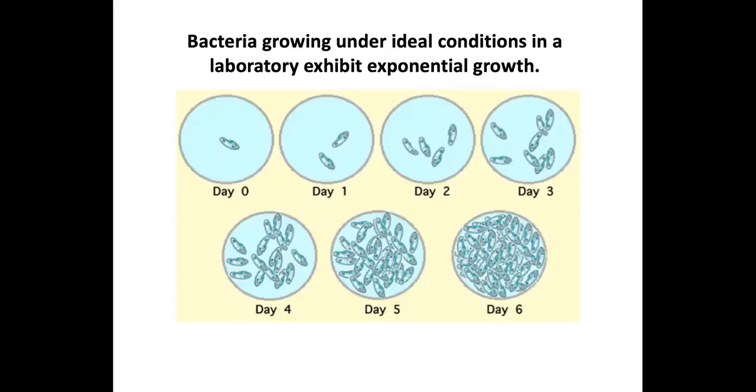So a great example of this is bacteria. Okay, so bacteria grow under ideal conditions in a lab setting, okay? And they, in turn, grow exponentially. You can see over time, we start with one, and then they quickly multiply over time.